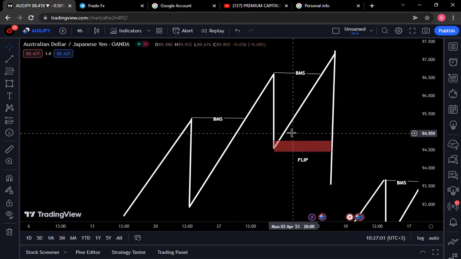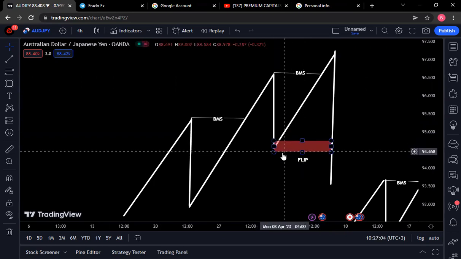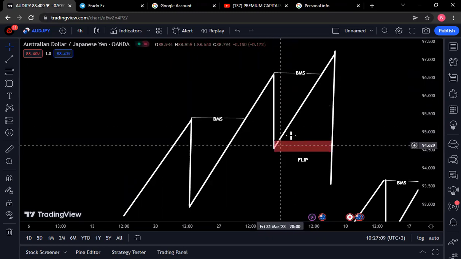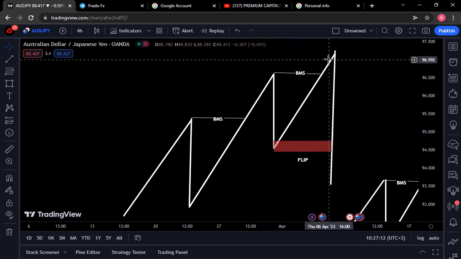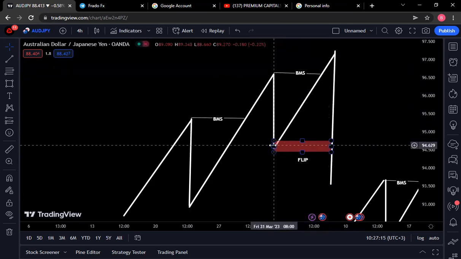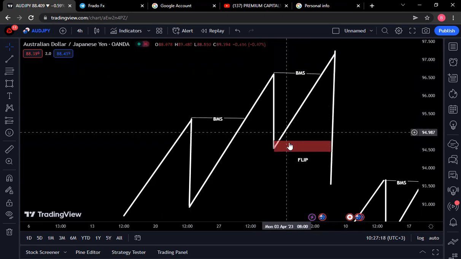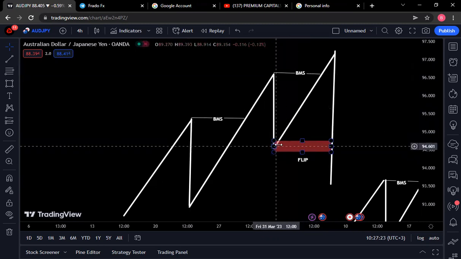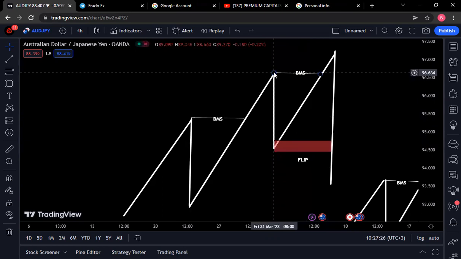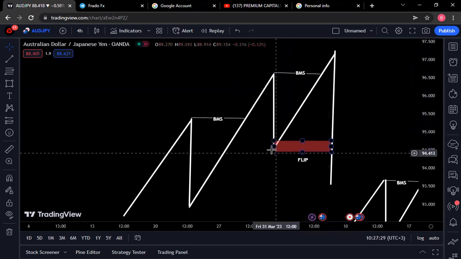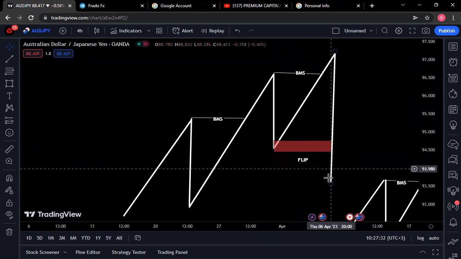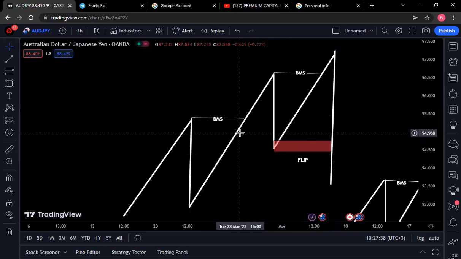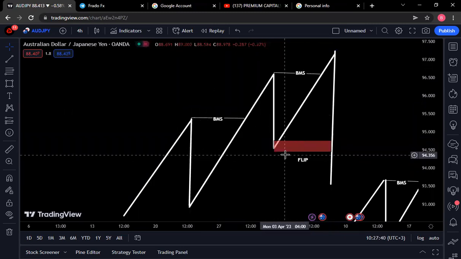Here you can see, this is what we call a demand, because first of all we had an inefficiency here because of this impulsive move, but also this demand was the reason why we had BMS above. So it was very strong. The buyers were very strong. That's why they broke this structure. So when this demand is broken, that is what we call a FLIP. And this shows that buyers are no longer in control, because this was a very strong demand.